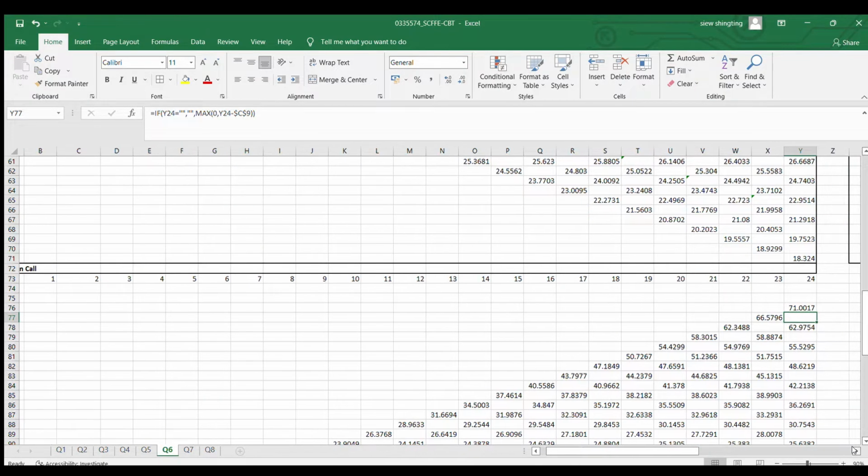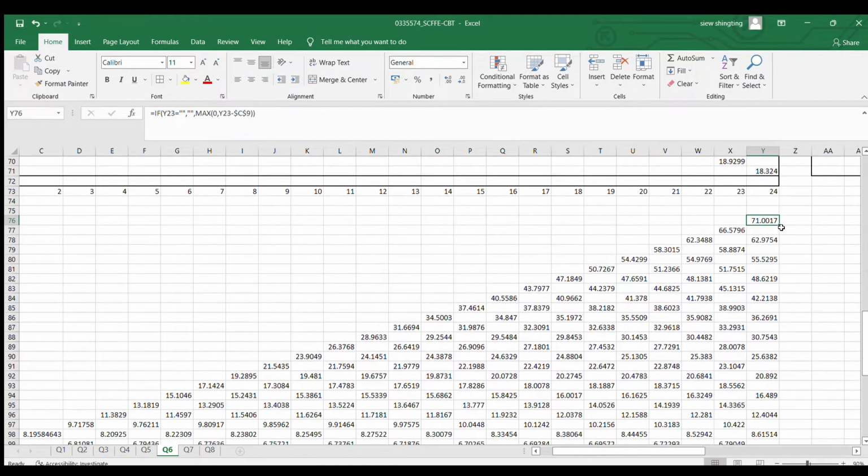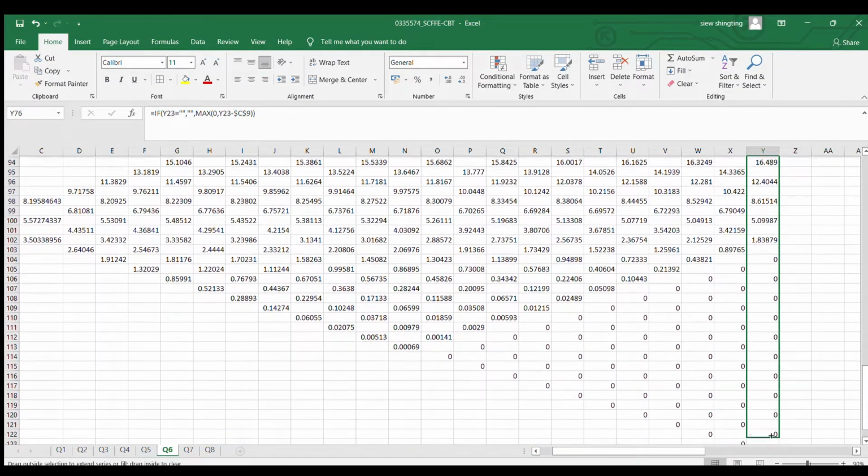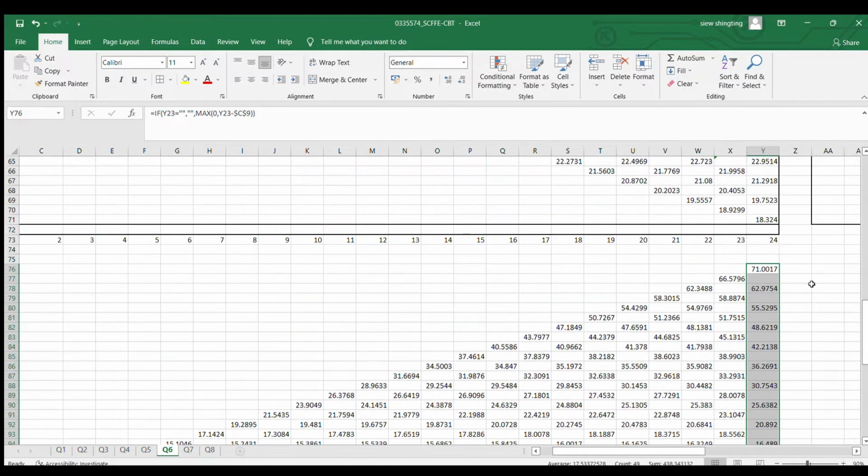After that, we can just click and pull down until the downside for period 24. Okay, so we can get the data.